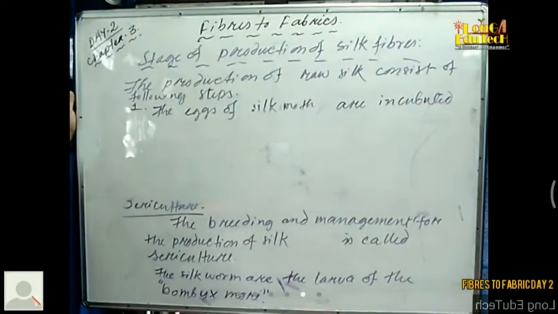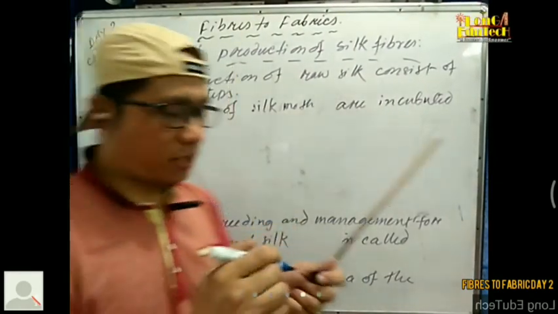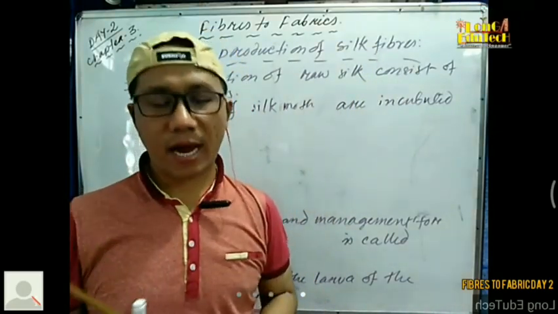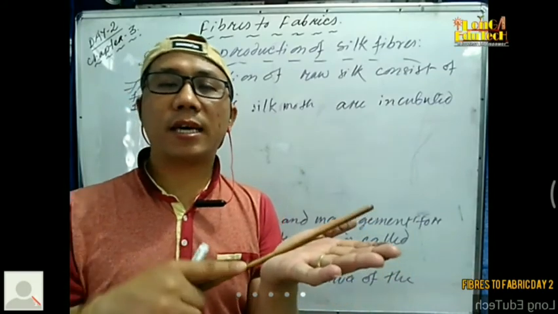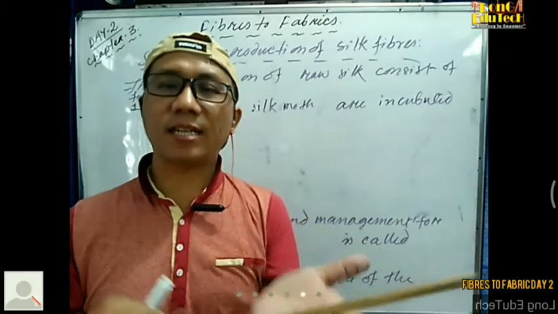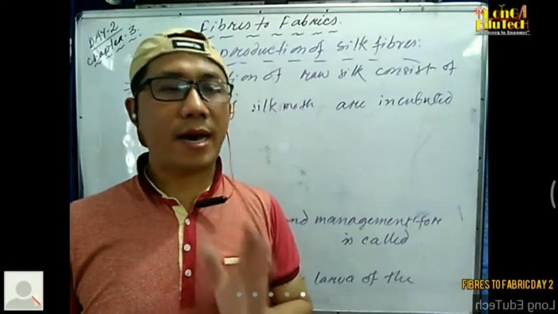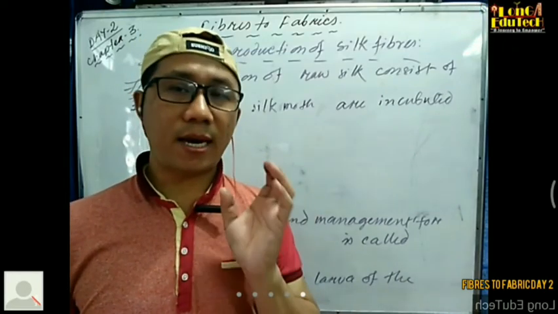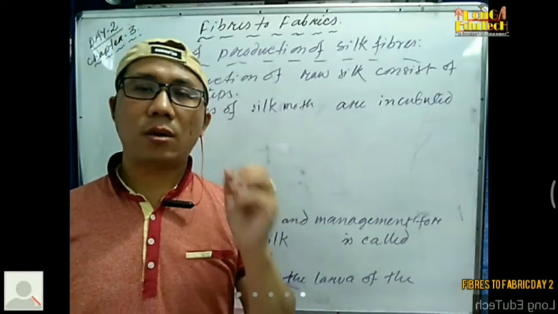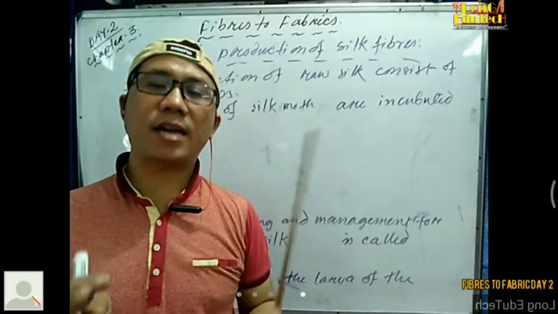Incubation means we maintain the temperature and the necessary conditions to hatch the egg. Like a chicken's egg, you cannot just keep it as it is and expect chicks to come out. So they do not hatch by themselves. To hatch into larva, it needs some temperature, water, or some necessary conditions. In sericulture, it is done on a large scale only.